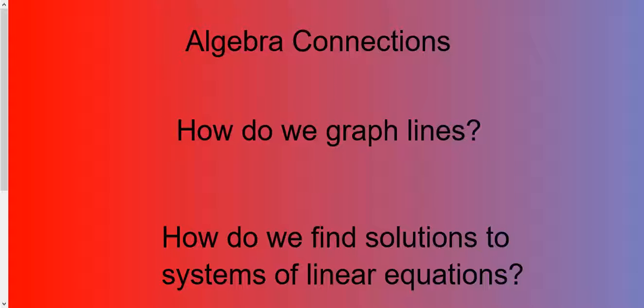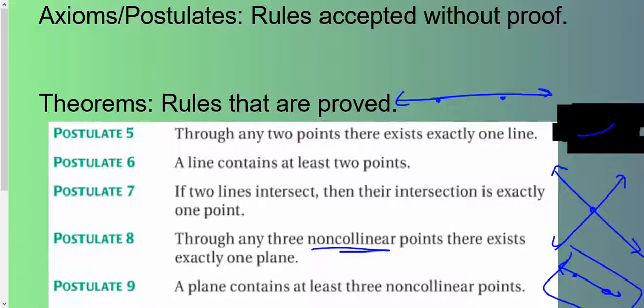This slide back here said algebra connections. How do we graph lines? Well, when we graph lines back in algebra, we would start with the y-intercept, and then we'd apply the slope. We'd go up and then over, and we'd plot a new point. Once you have 2 points, you could draw the line. You needed 2 points to create the line. And so that one is right here: through any 2 points, there exists exactly 1 line.